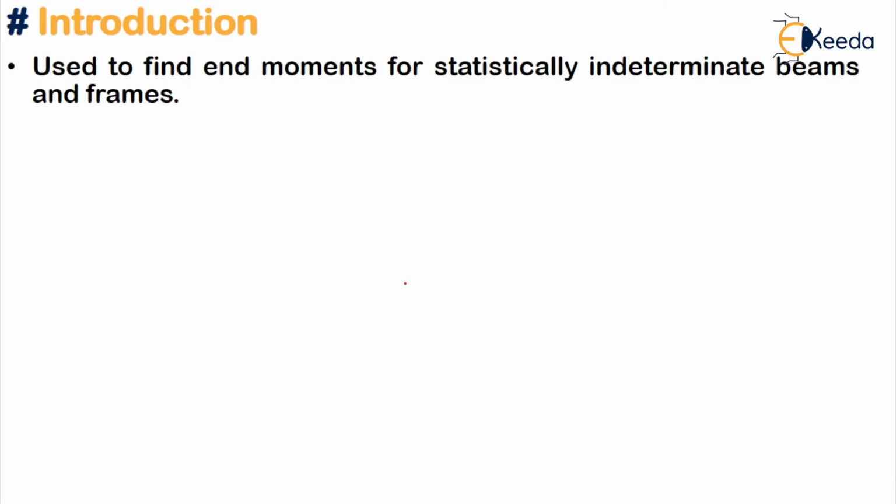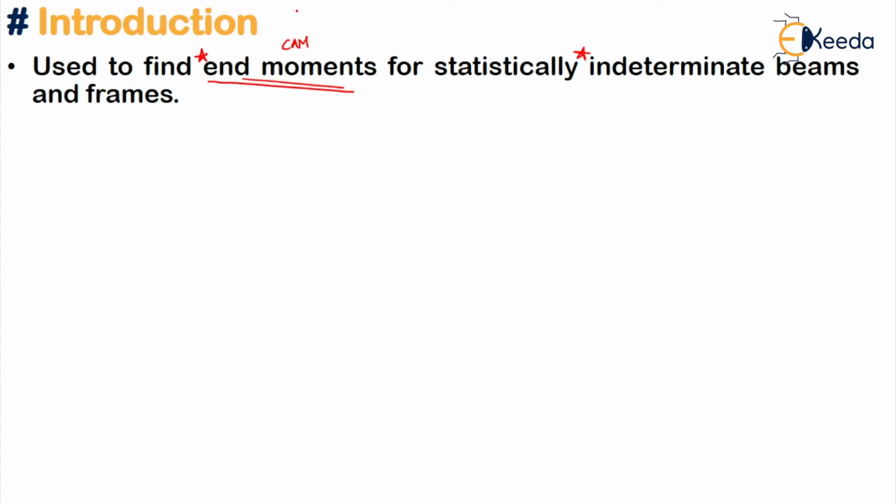Getting into the introduction, this method is basically used for finding your end moments for statically indeterminate beams and frames. If you have statically indeterminate beams and frames, using just your equilibrium equations, you will not be able to find your unknown reactions. So you need a different method. For finding these end moments, we use the column analogy method.